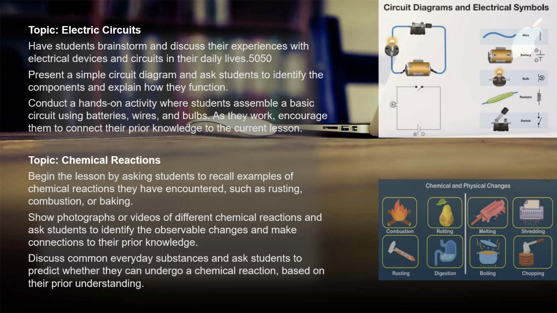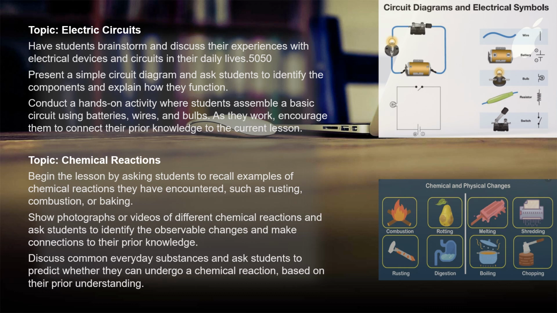Topic: electric circuits. Have students brainstorm and discuss their experiences with electrical devices and circuits in their daily lives. Present a simple circuit diagram and ask students to identify the components and explain how they function. Conduct a hands-on activity where students assemble a basic circuit using batteries, wires, and bulbs. As they work, encourage them to connect their prior knowledge to the current lesson.